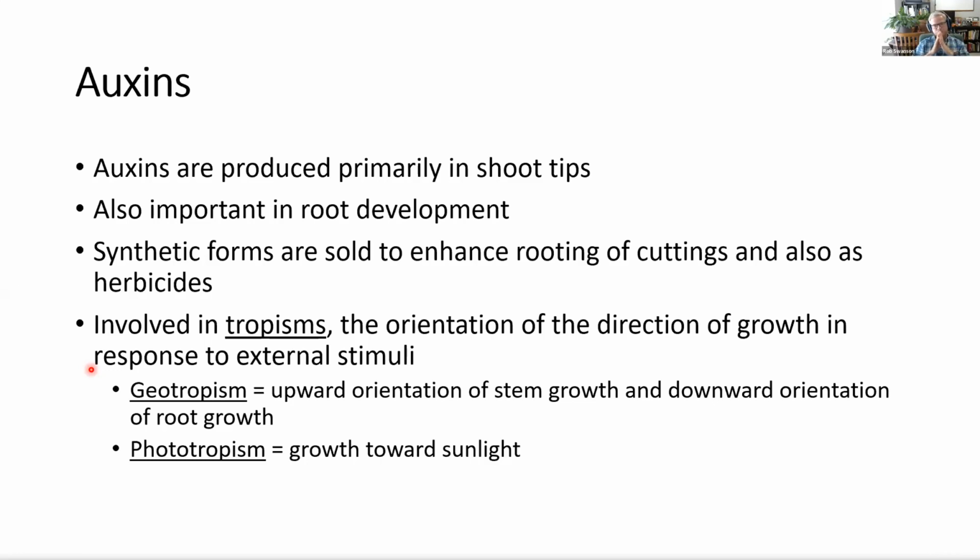Phototropism means it's going to grow towards the light. So if you have trees in a forest and you come up to a lake, the trees aren't going to grow straight. They're going to grow kind of like this over the lake, because there's no competition for sunlight over the lake like there is out in the forest. So that's phototropism.